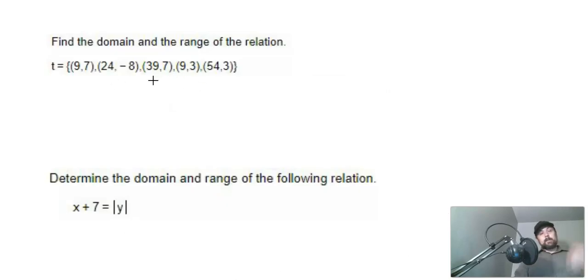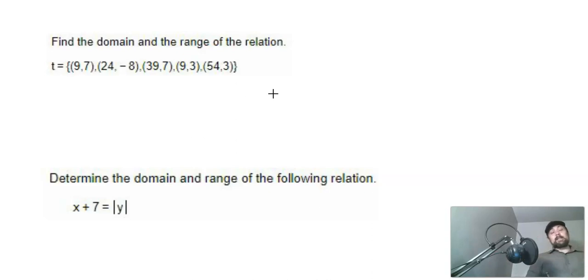Now, this one's actually going to be pretty simple, I think. We want to find the domain and range of this relation, and this is a weird one. You don't normally deal with relations in this form. It's a collection of points. So it's a relation. Each point is relating an x value to a y value.